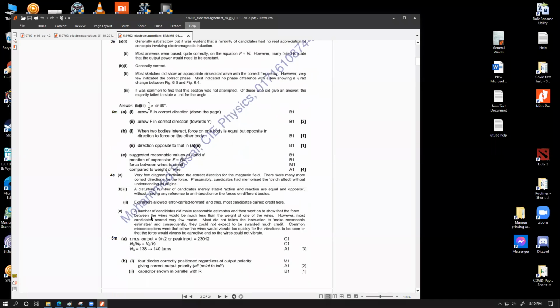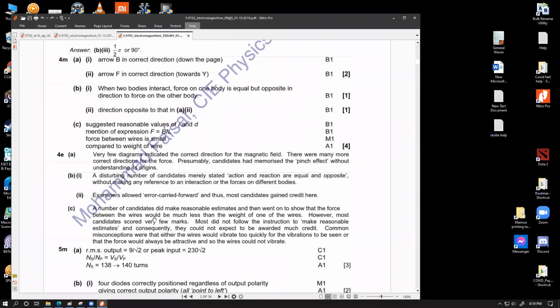If you have a look at the examination report, you can see that it's a pretty elaborate examination report. A number of candidates did make reasonable estimates and then wanted to show that the force between the wires would be much less than the weight of one of the wires. However, most candidates scored very few marks. Most did not follow the instruction to make reasonable estimates, and consequently they could not expect to be awarded much credit. Common discussions were that either the wires would vibrate too quickly for the vibrations to be seen, or that the force would always be attractive so that the wires could not vibrate.